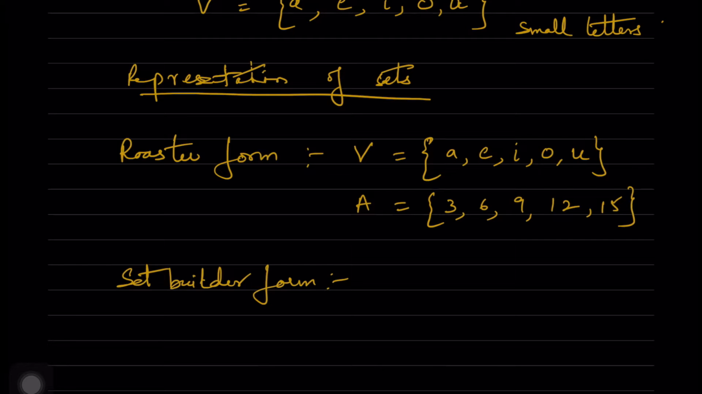So now you can take even natural numbers. One more example we'll take for roster form. Suppose there are numbers, I'm writing it as 1, 2, 3, 4, 5, and so on.